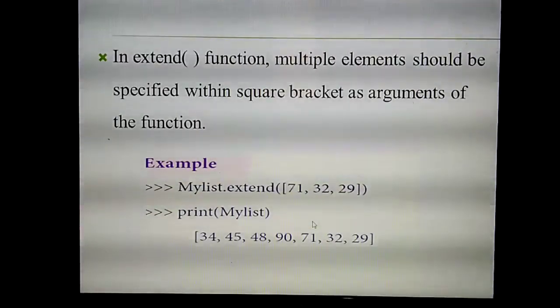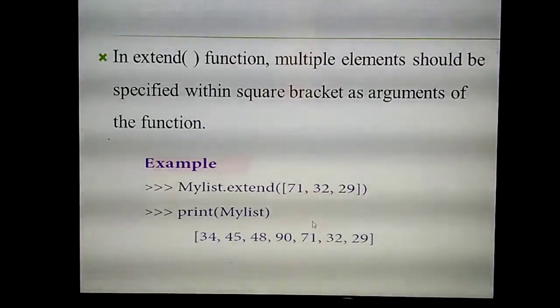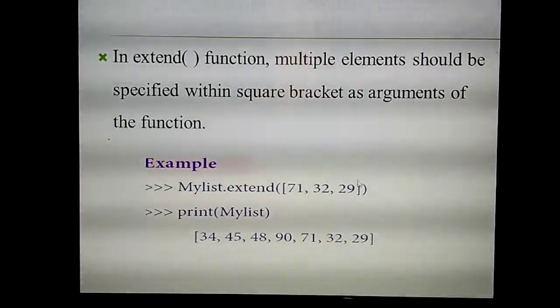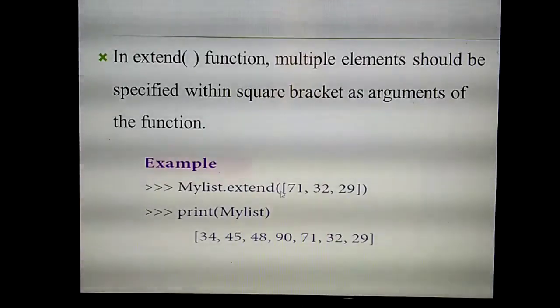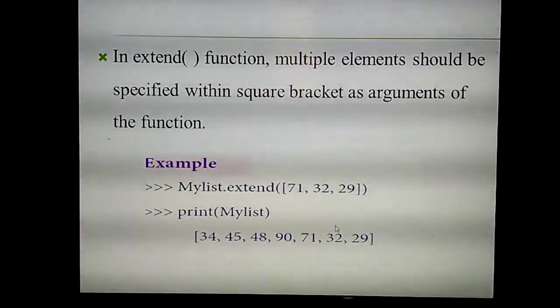Already in the list four values will be there, but along with the four values, you are going to add three more values. So what's the format? Name of the list, my list, dot. What's the function you need to use? Extend. You should mention the elements within square brackets. That is very important. So inside the bracket you should mention the elements. What are the elements? 71, 32, 29. So this many elements you are going to add to the list.